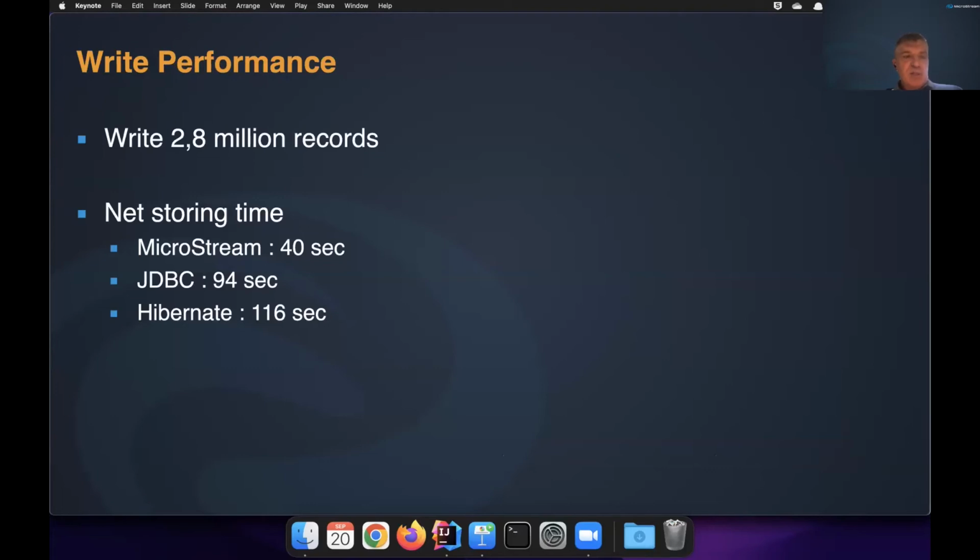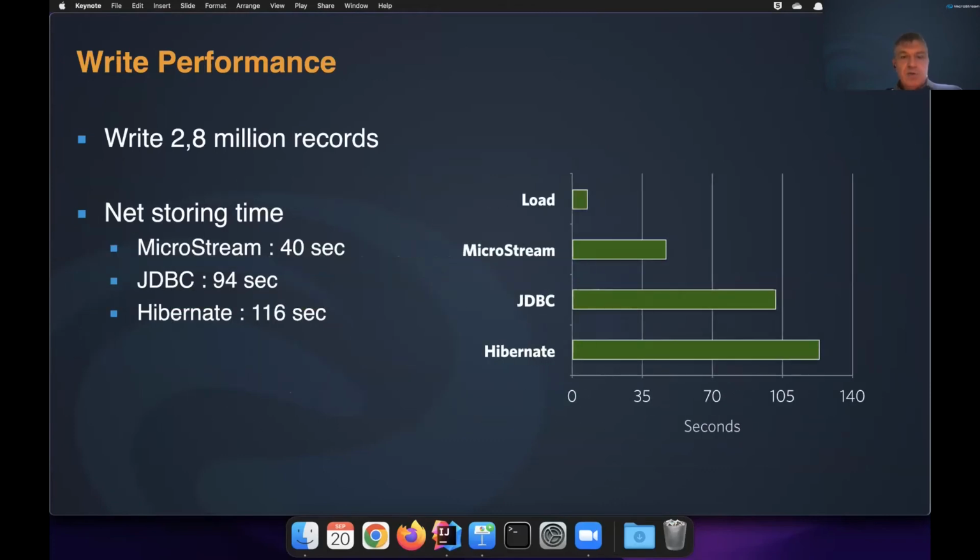I mentioned already that example with 2.8 million records. That's from this write performance test to see how fast we can store those records. The load scenario just loads the data from the CSV file and does not do anything more. So that's to have a reference. It takes around 8 seconds. MicroStream then needs an additional 40 seconds to store them on disk. That's quite some time. It's just on my machine here, so it is not something specific as a server. So only the comparison is important here.